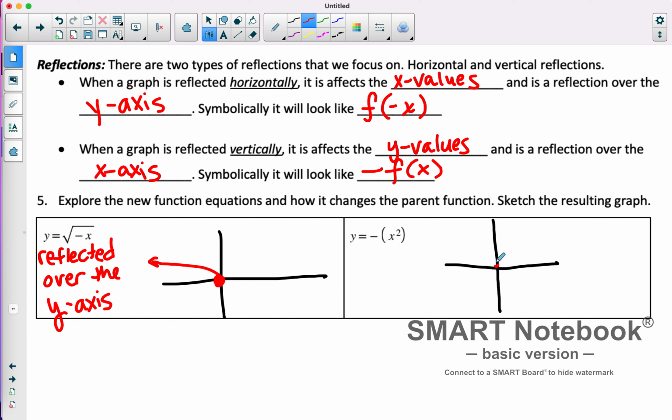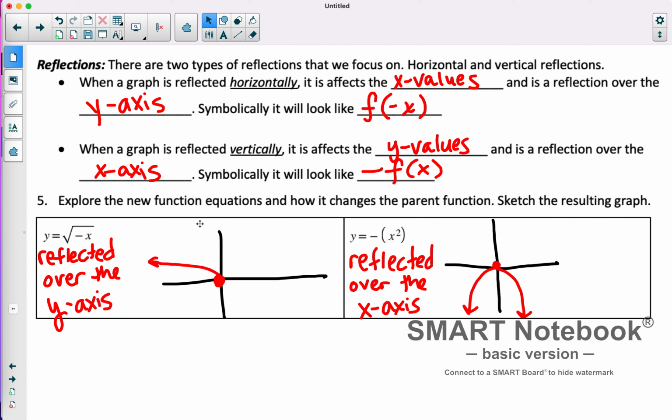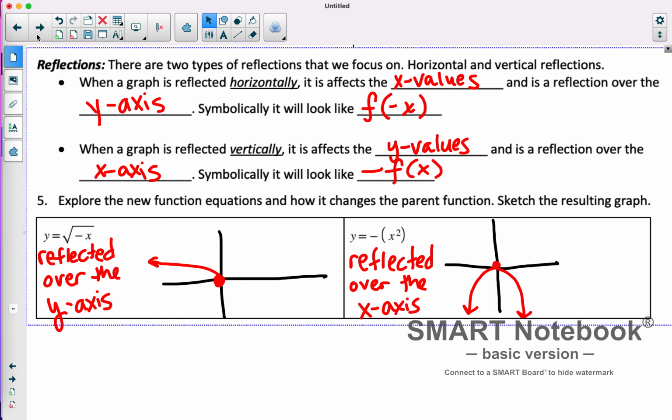So instead of that parabola opening up, it opens down, but it still maintains the same parabola shape. So this is reflected over the x-axis. We just multiply the y values by -1 if it reflects over the x-axis. If it reflected over the y-axis, it's affecting the x's, and they were multiplied by -1.